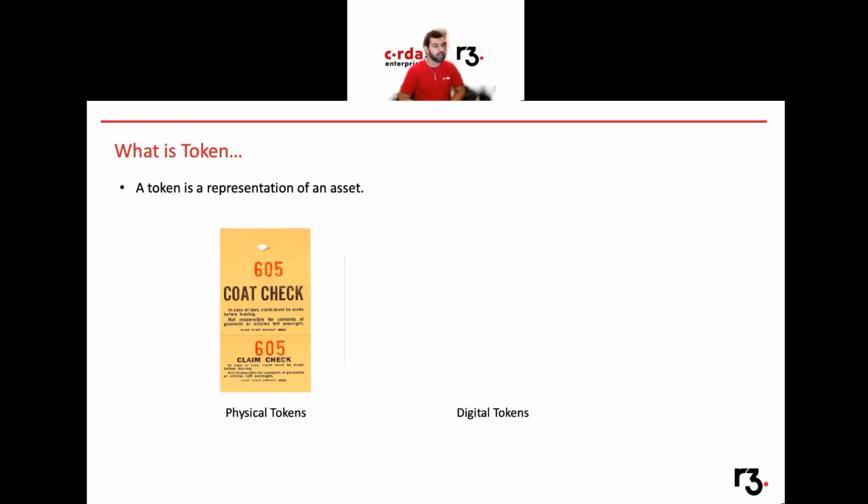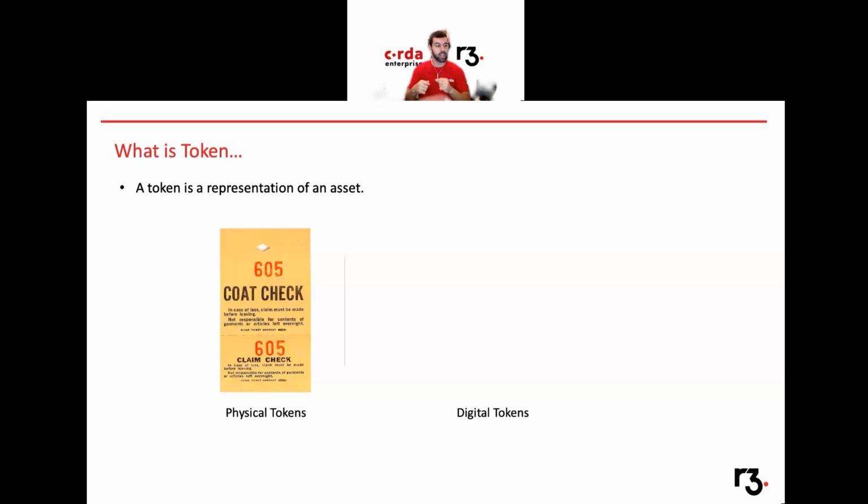Right? A good place to start would be to think about a coat check. A token is a representation of an asset. When you take a coat check tag, you'll notice that there are two different pieces of this. I, funny enough, worked in a coat check at a catering hall as my first job when I was in high school, so I know this quite well.